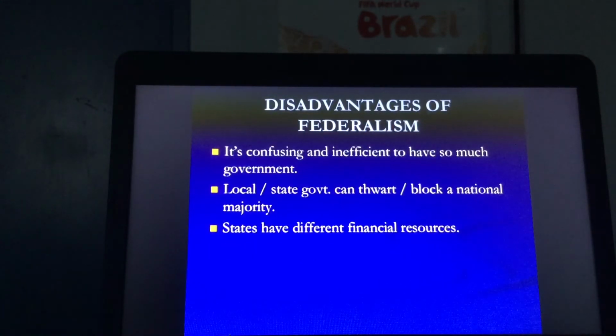Some disadvantages of a federal system. First of all, it's confusing. It's inefficient. It would be a lot more efficient if the national government could just come in and say, hey, here's the policy, everybody do it. But we have fights between the national and state government all the time. And when they disagree about a policy, it goes to the courts, and the courts have to make a decision, and that can be confusing and it can be inefficient.